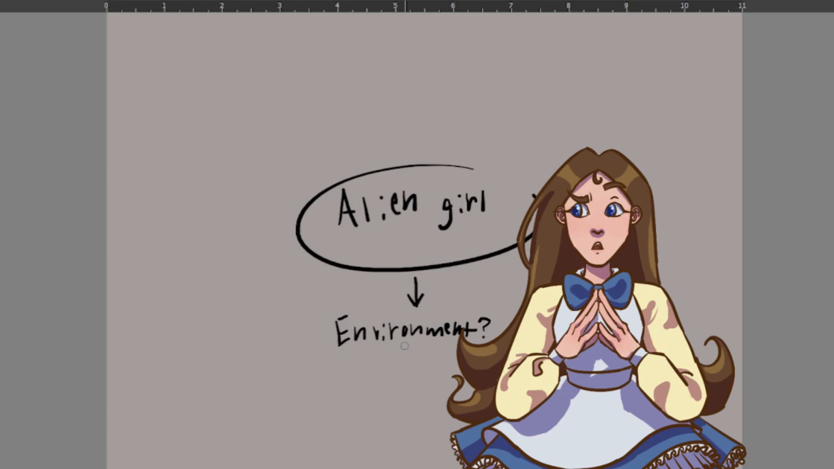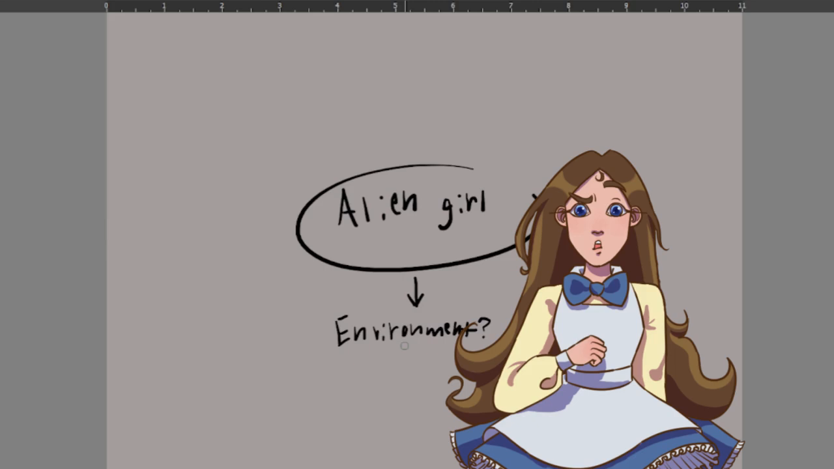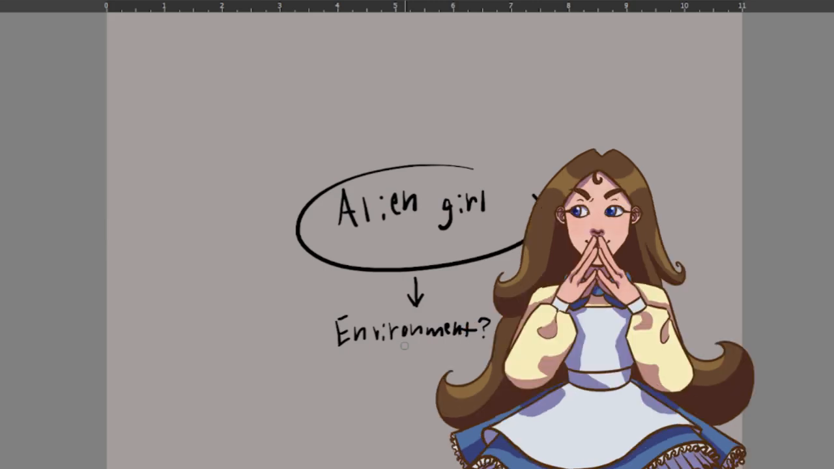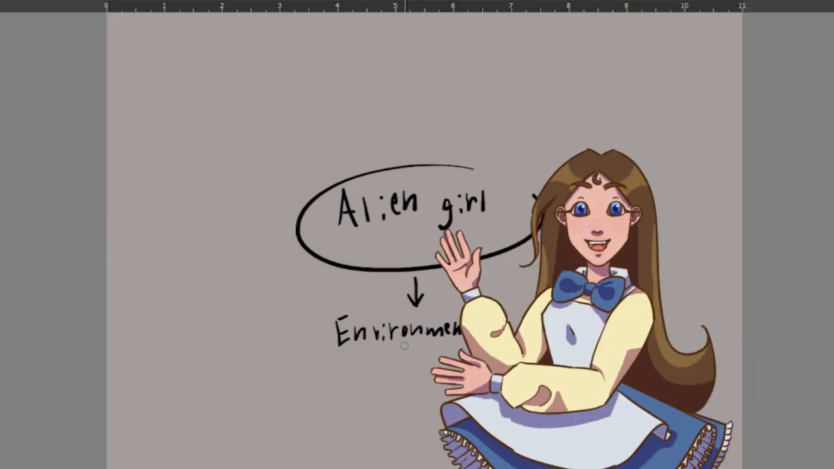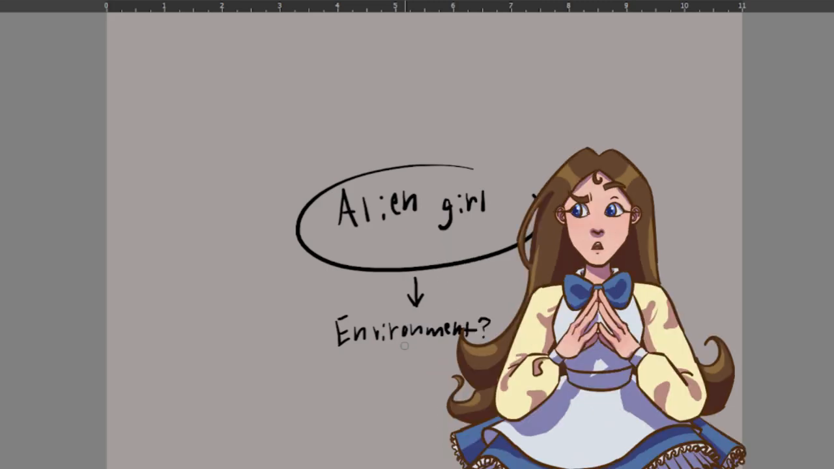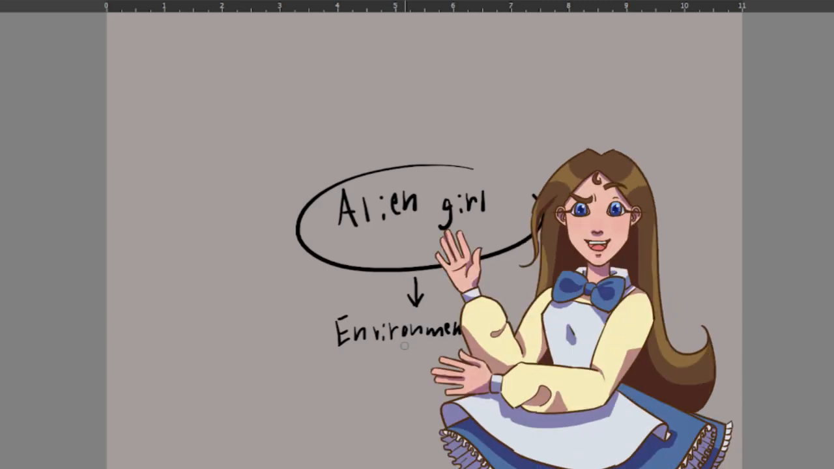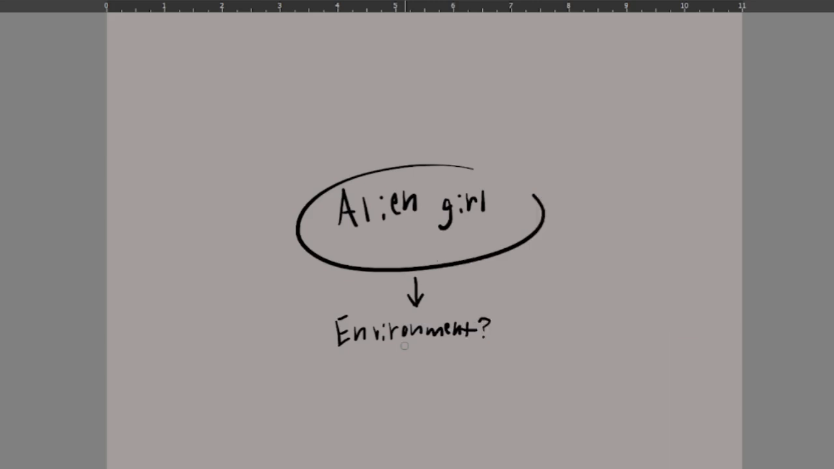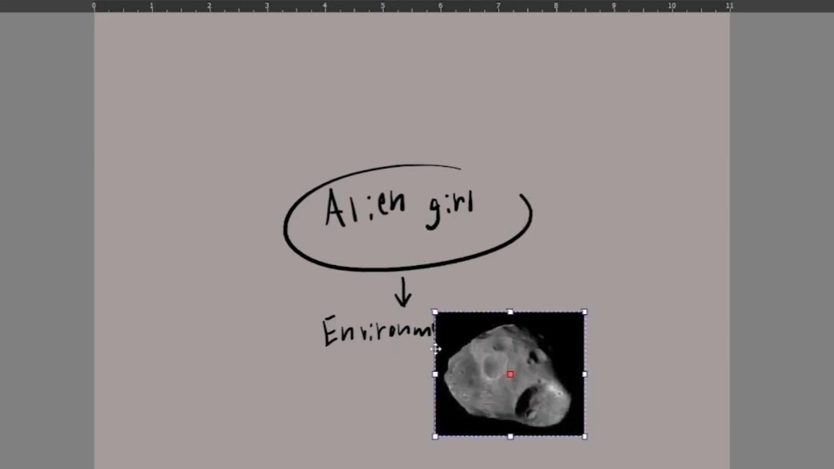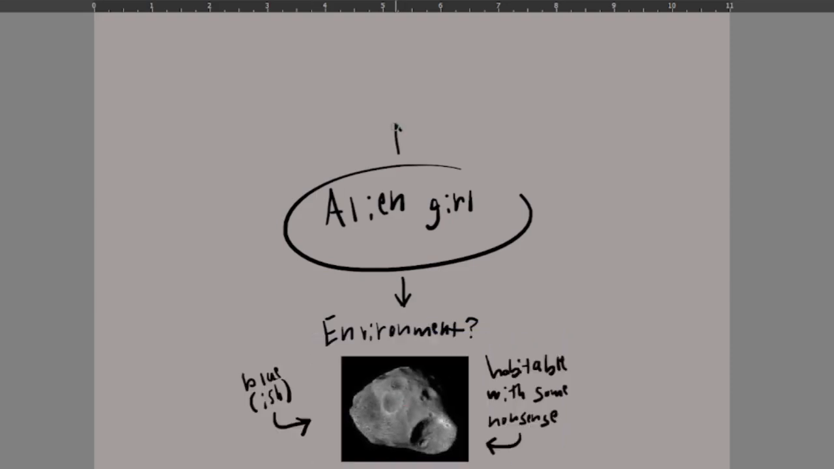I already had the idea that she lived on a blue planet or moon, asteroid, something like that, so I did some research. I looked for moons near Earth that were blue in color sometimes, and could possibly be habitable with some sci-fi nonsense. Thus, I found Phobos. Bingo, done.